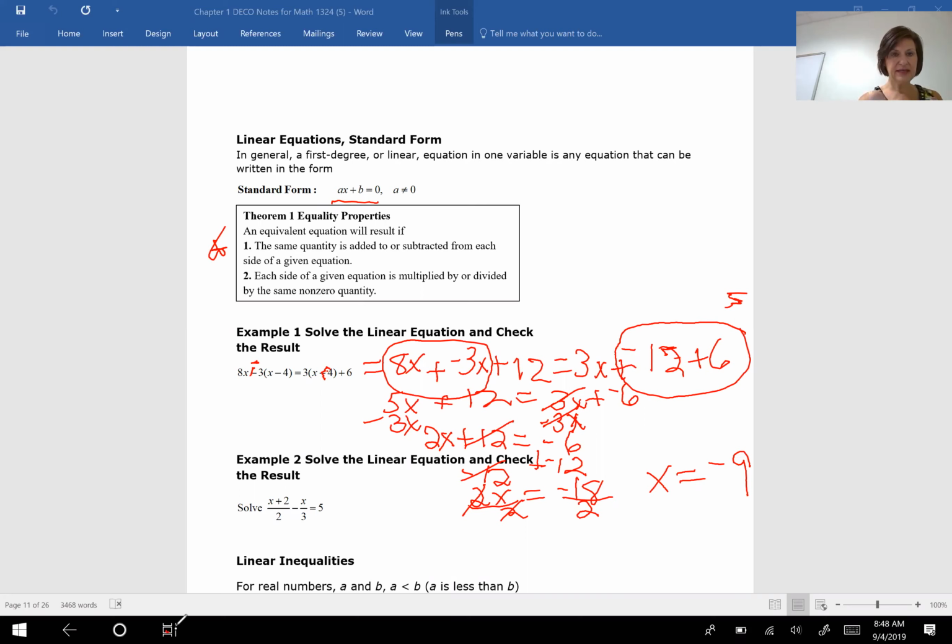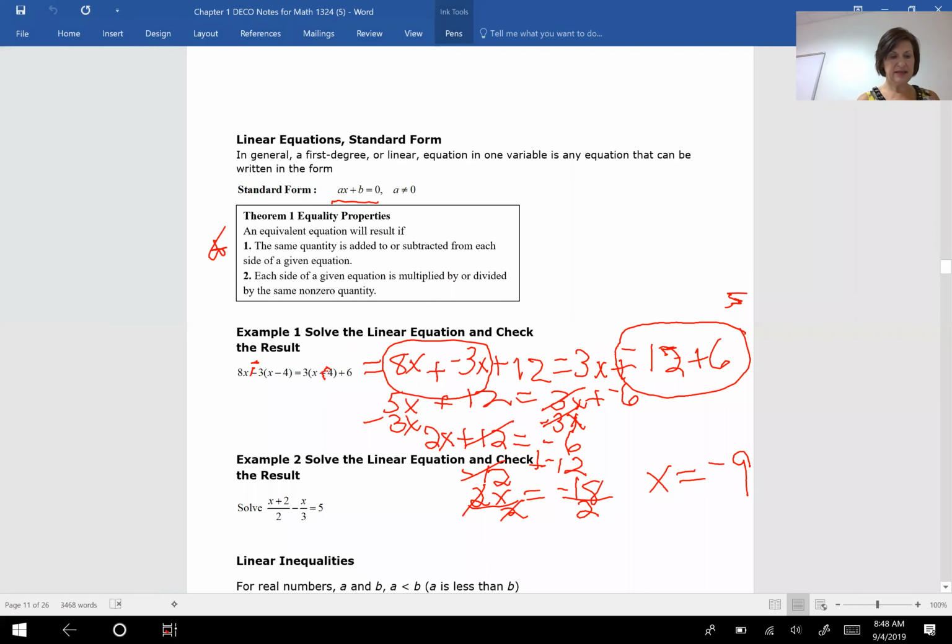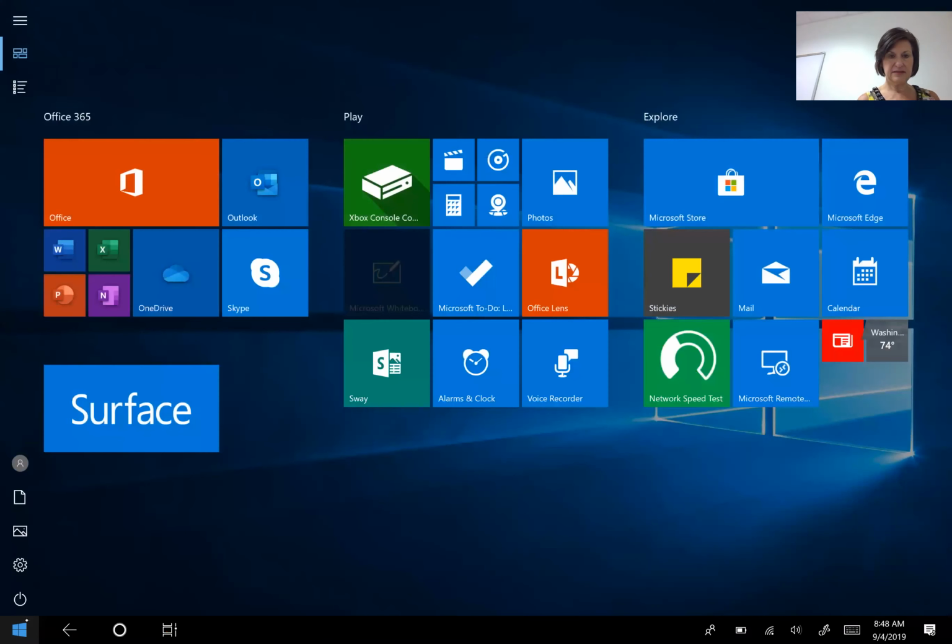Let me see if I can get my calculator up on the screen for a second. Hold on. Let's go back to there and no, that's the calendar. Sorry, I don't want that.